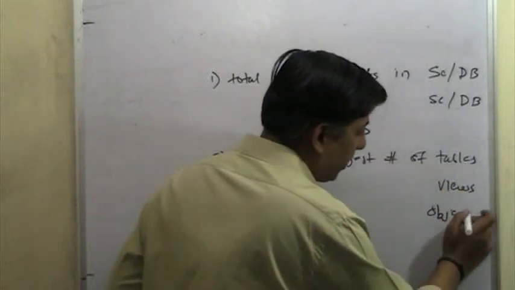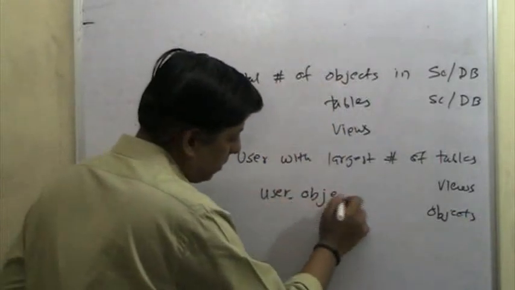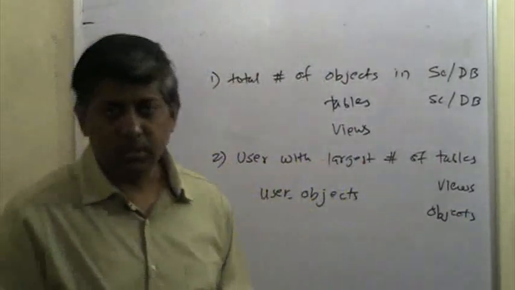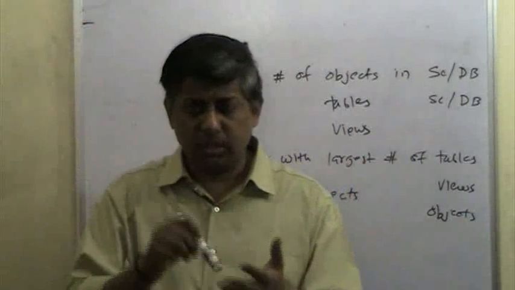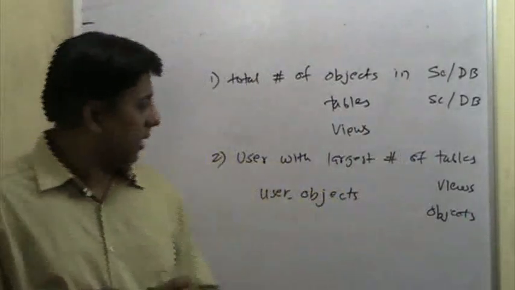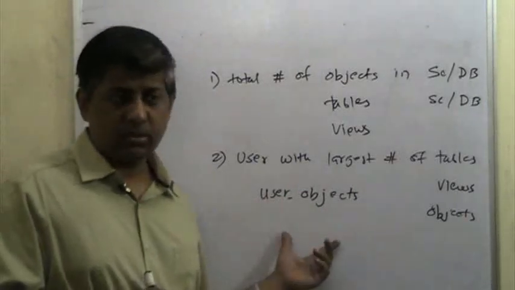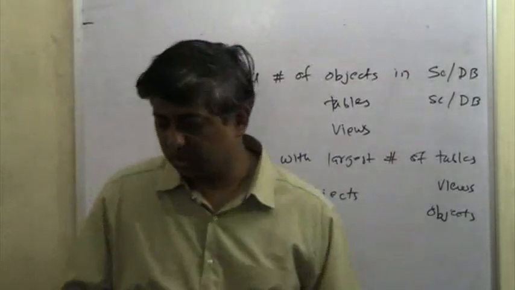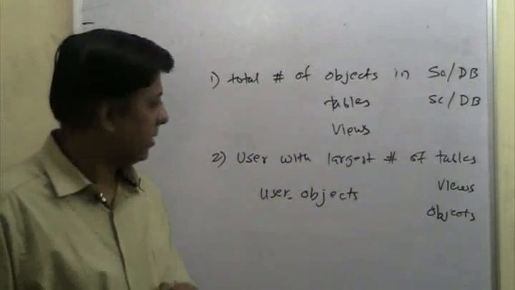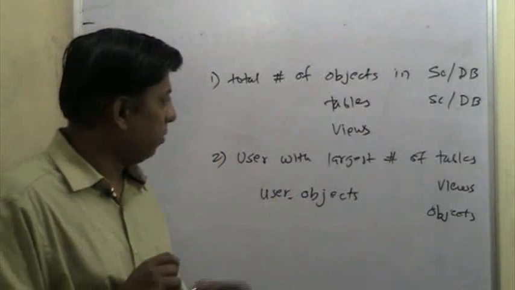largest number of objects. By the way, I did not mention one data dictionary view called user underscore objects. User underscore objects is basically everything clubbed together. Views, sequences, synonyms, and all that stuff clubbed together is in user underscore objects. And DBA underscore objects, and then all underscore objects. Obviously all those things will be there. So your goal is to find out answers to these.